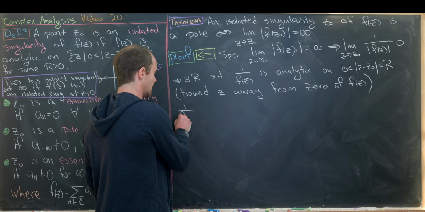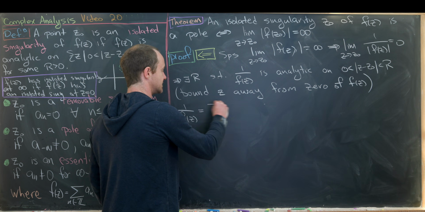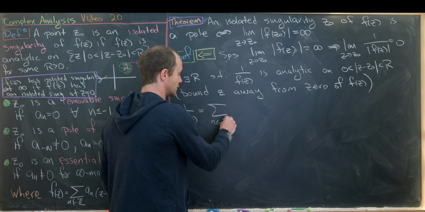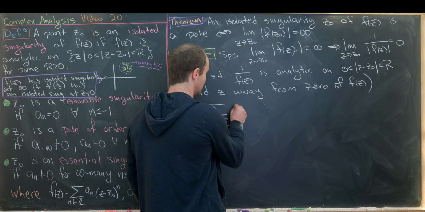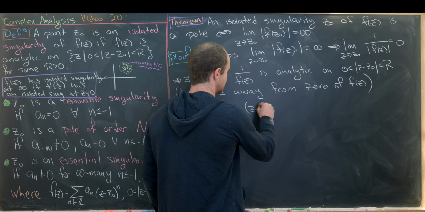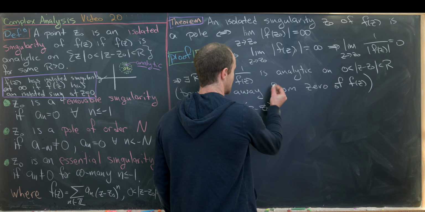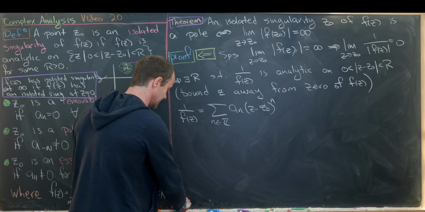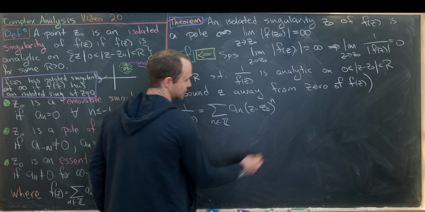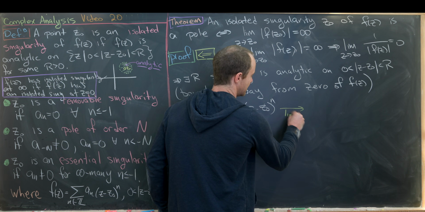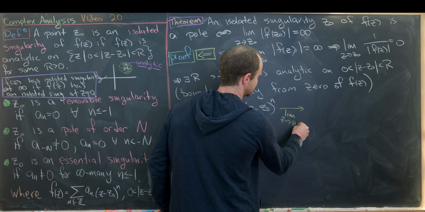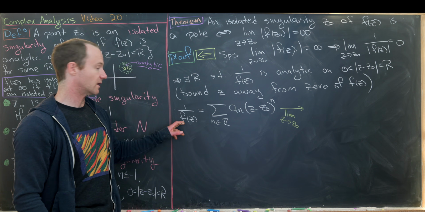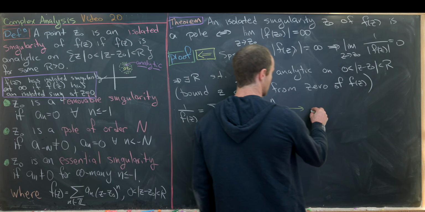So we can expand 1 over f of z as the sum, as n goes over all integers, of a sub n times z minus z naught to the n. But now let's take the limit of both sides here. So I'll just do it like this. This is the limit as z approaches z naught. And on the left-hand side, we get 0.